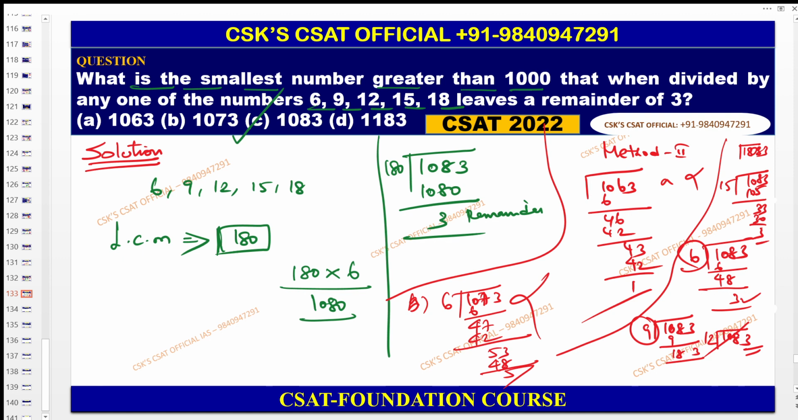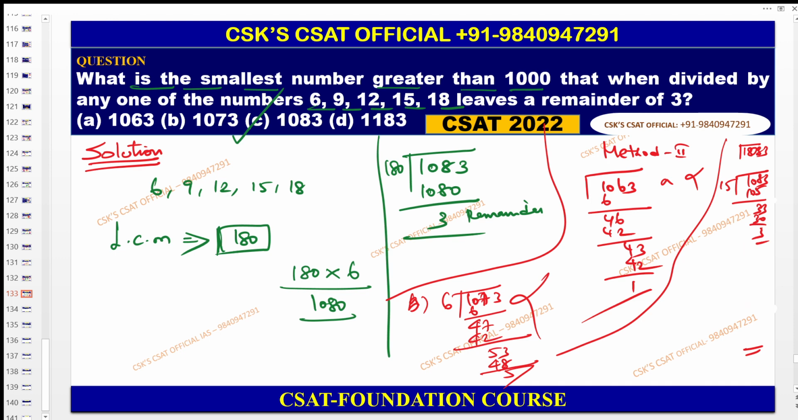Sir, but it is saying any one of the numbers. So if even one satisfies, we can conclude our answer. No. What is the smallest number greater than 1000 that when divided by any one of the numbers 6, 9, 12.